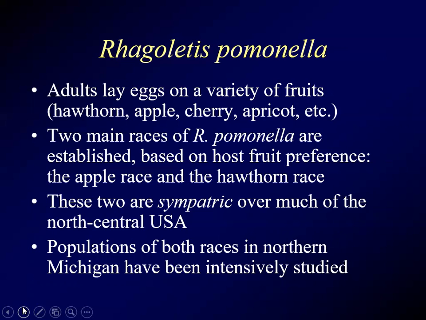Anyway, so you've got Rhagoletis that feed on apple and Rhagoletis that feed on hawthorn. And over most of the north central US, the two are sympatric, meaning they share a range. They live in the same range.